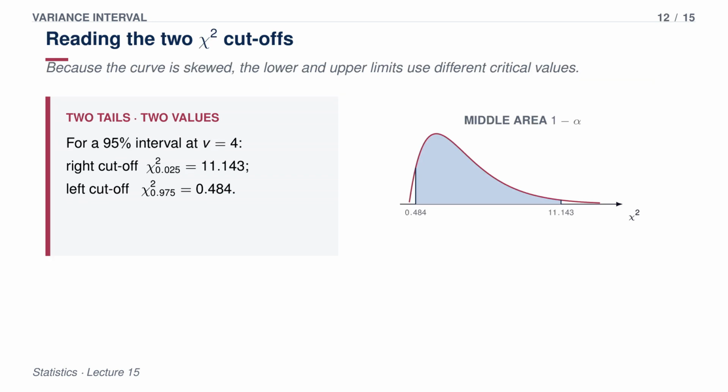Because the curve is skewed, we read two different critical values, one for each end. Take a 95% interval at v equals 4. The right-hand cutoff, chi-squared 0.025, is 11.143. The left-hand cutoff, chi-squared 0.975, is 0.484. And the thing that trips everyone up, both of those are area to the right values. 0.975 to the right just means almost everything is to the right, so it's a tiny cutoff near zero. They're not symmetric because the curve isn't.